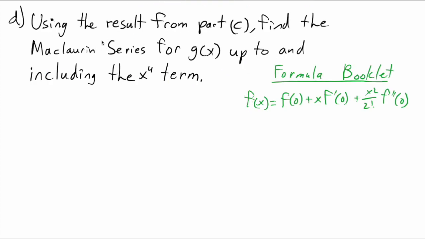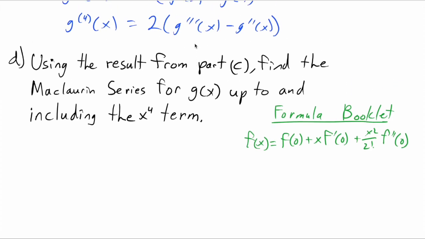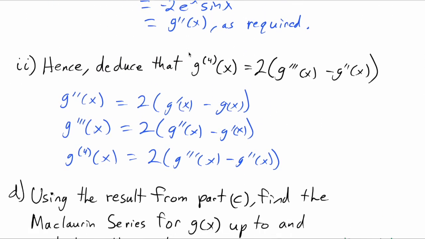Next in part D, we are using the result from part C to find a Maclaurin series of g of x up to and including the x to the power 4 term. The most common mistake for this kind of question is people use another method. It says using the result from part C. You cannot use any other method, even though they're correct and they'll give you the correct answer. You will get no points for it. So you have to use part C.